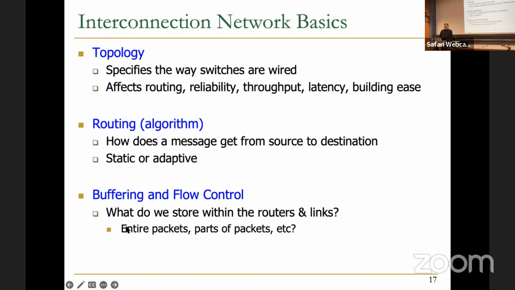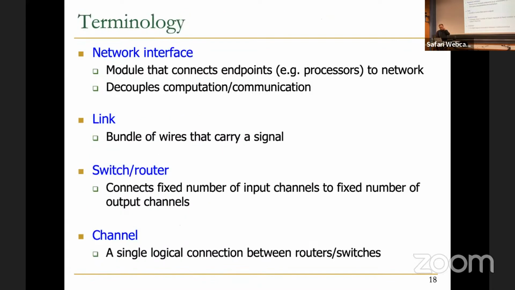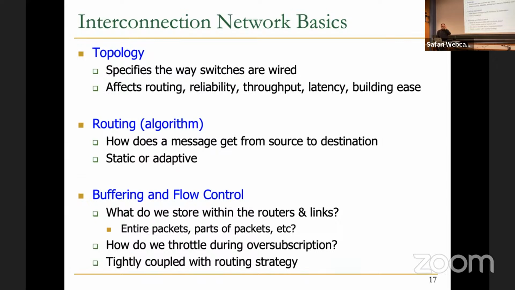So this involves whether your flow control is based on the entire packets, or parts of packets, etc. You're going to see more when we get to that part of the lecture. And how do we throttle during oversubscription? Sometimes you're overloaded and you want to reduce the load, you want to throttle. So how do you essentially throttle? All these are topics of buffering and flow control, and this is tightly coupled with routing strategy, as you can imagine. Any questions?